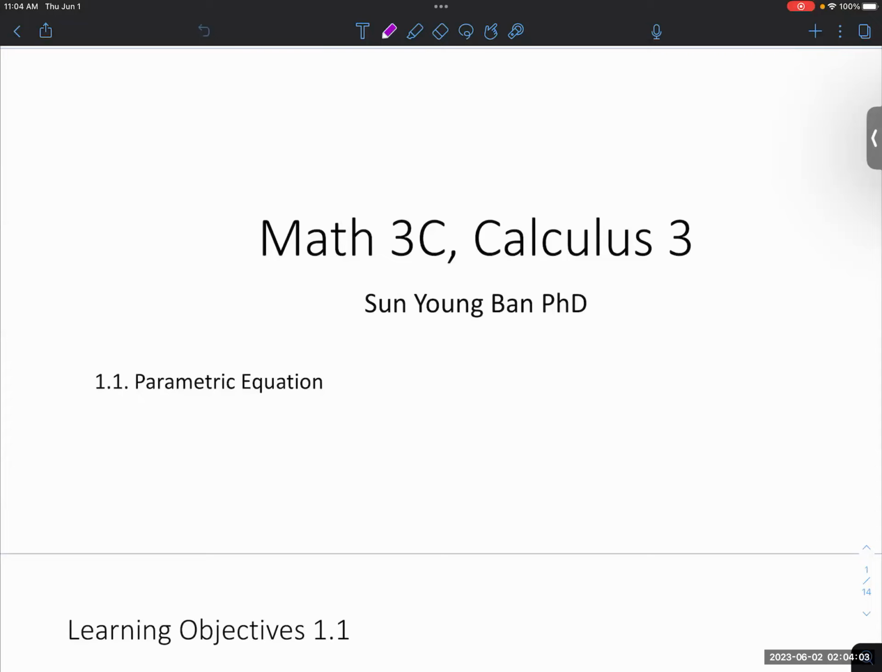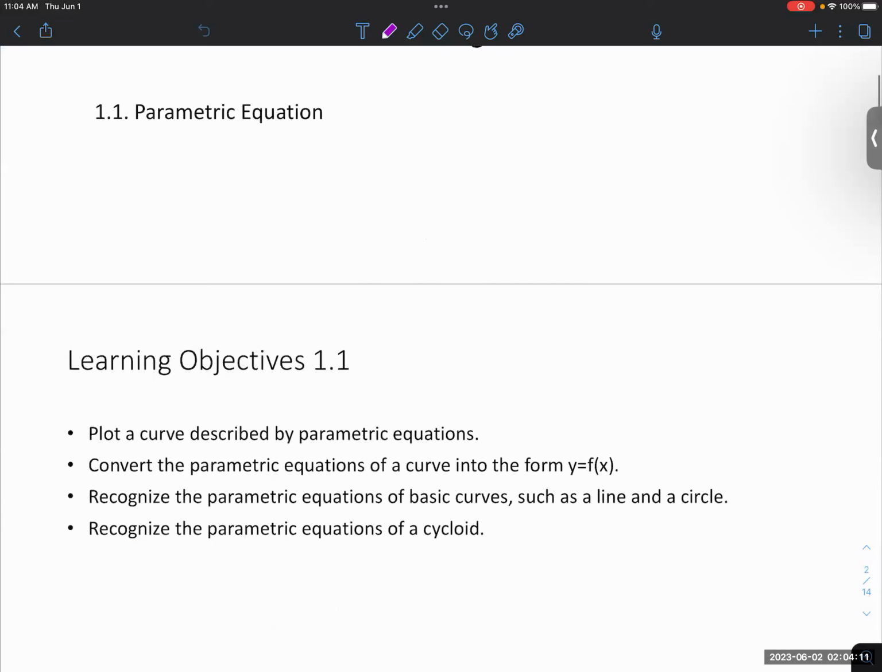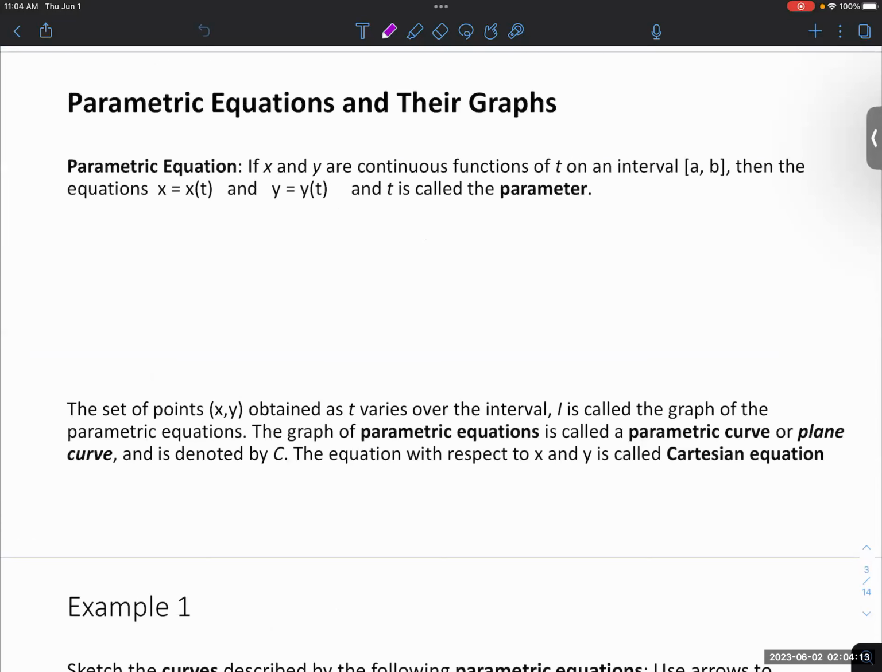In this video, we are going to talk about 1.1 parametric equations. So let's take a look at the concept. What is a parametric equation? In this section, we're going to examine what parametric equations are and how to graph them.